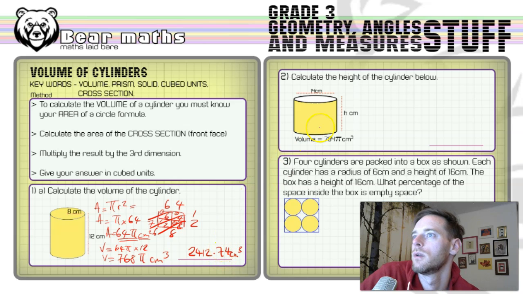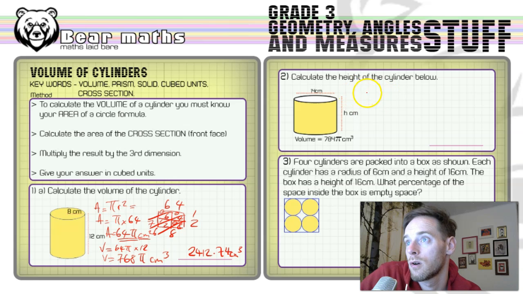Right, question number 2. In number 2, we've got something slightly more complicated. You've got to calculate the height of the cylinder below. And instead of the radius, we've been given the diameter. And we've got the volume here. We just have to work out the height.